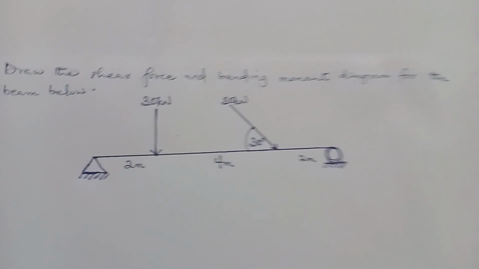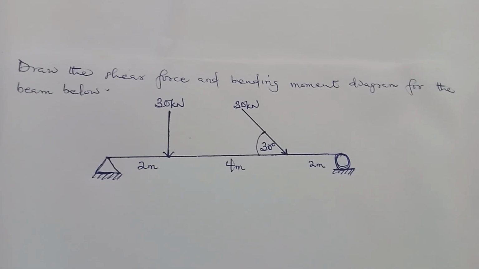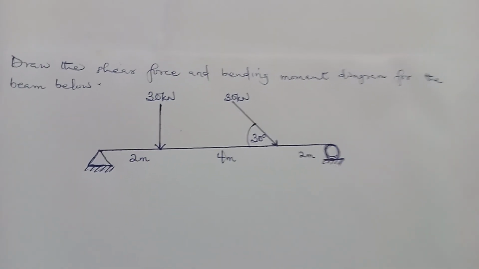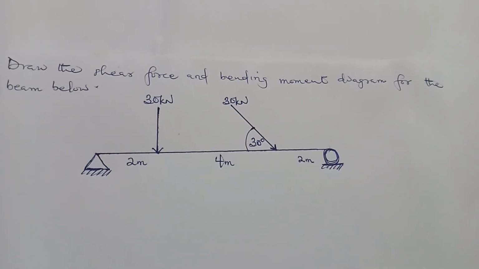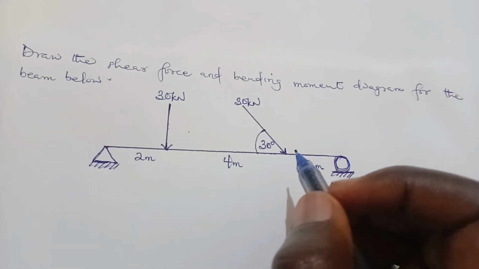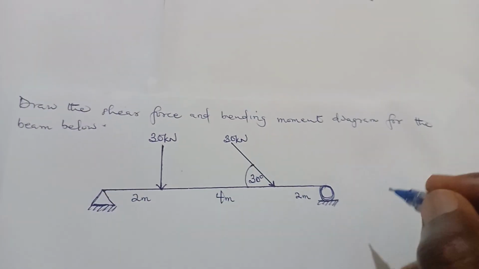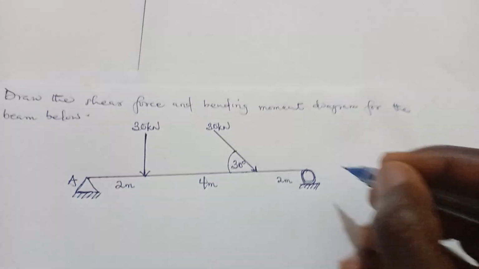You have to draw the shear force and bending moment diagram for a simply supported beam with an inclined load. So there's a loading which is inclined at an angle of 30 degrees. First of all, we need to calculate our support reactions. So we call this side A and B.